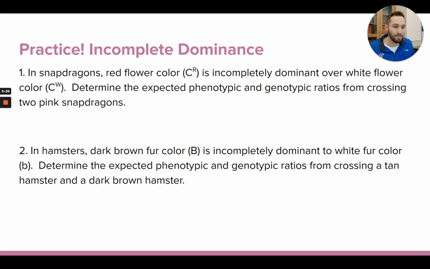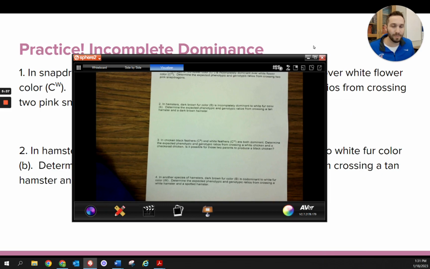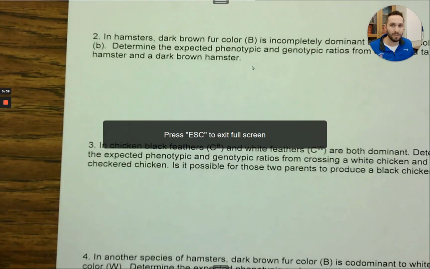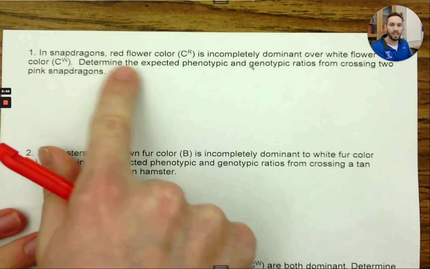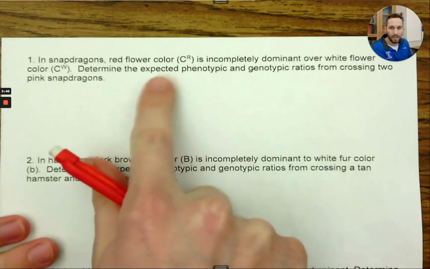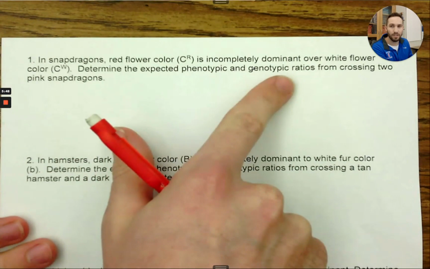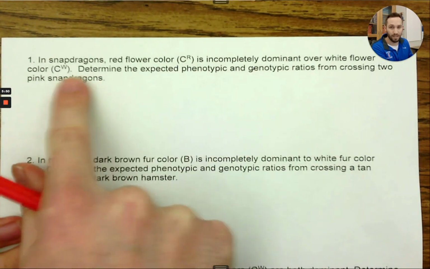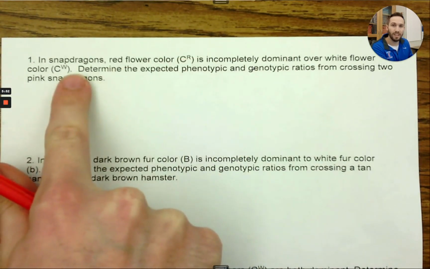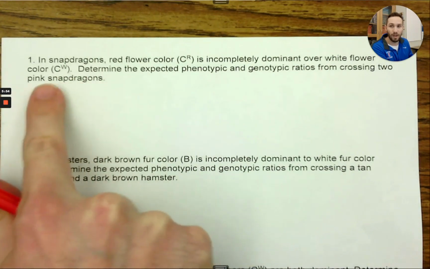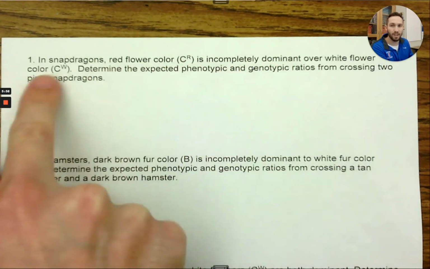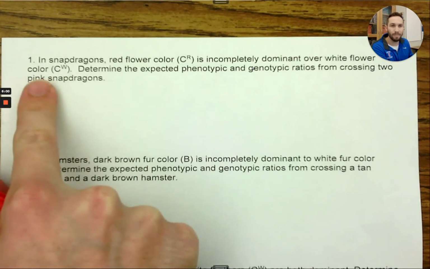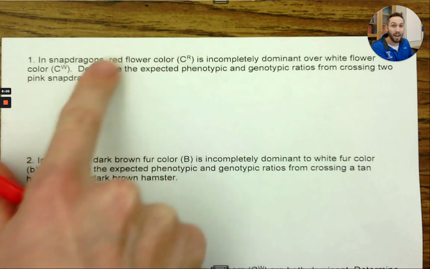So here's an example. I'll pull up this sheet on my camera here. I'll do this first one with you. It says in snapdragons, red flower color is incompletely dominant over white flower color. Determine the expected phenotypic and genotypic ratios from crossing two pink snapdragons. So you have a red allele and a white allele, and we're saying that they're incompletely dominant, which is why there's apparently some pink snapdragons. And so this wants you to cross two pink snapdragons. So if there's pink snapdragons, those must be heterozygous. That's the only way you're going to be pink, is if you have a red and a white allele.